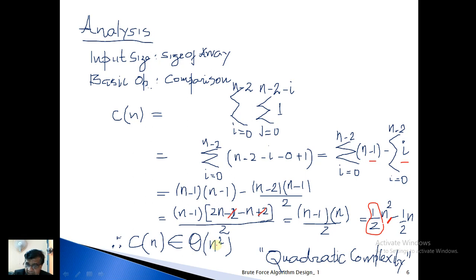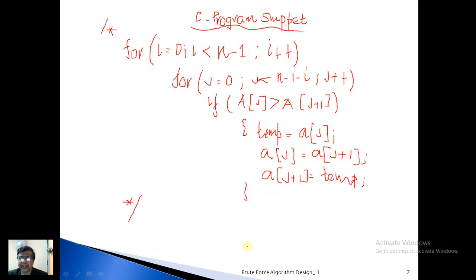Of course, this is an approximate measure, but anyway, it is a clue as to how slow the algorithm is. Okay, it is quadratic complexity, right. And for the sake of completeness, we have written the C program also, only that particular logical portion. This should be helpful to you.